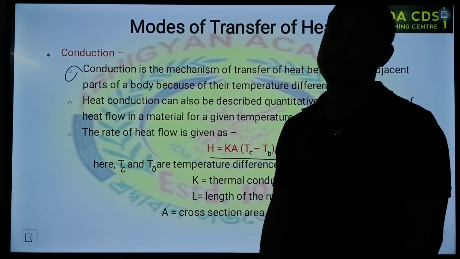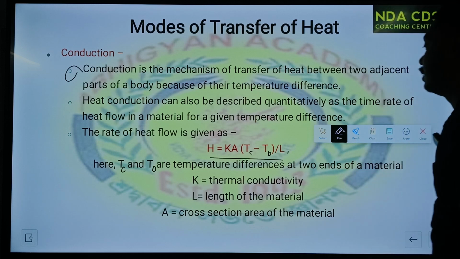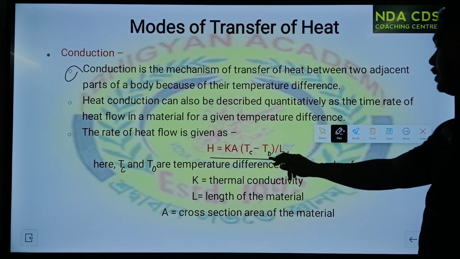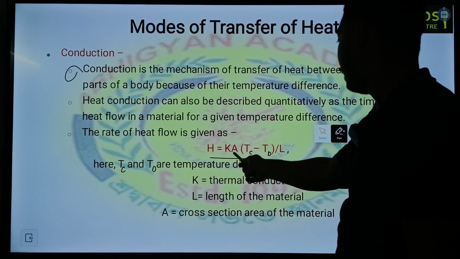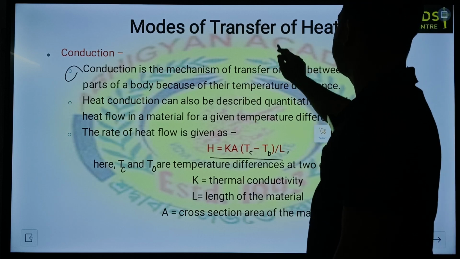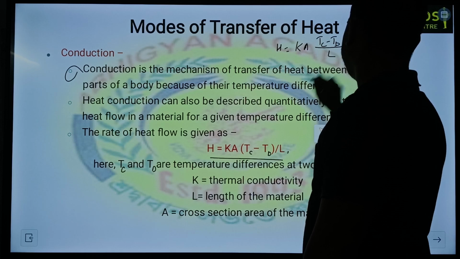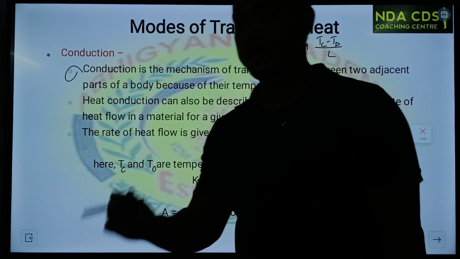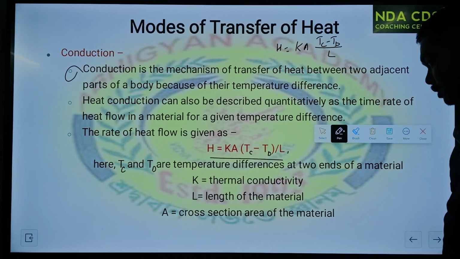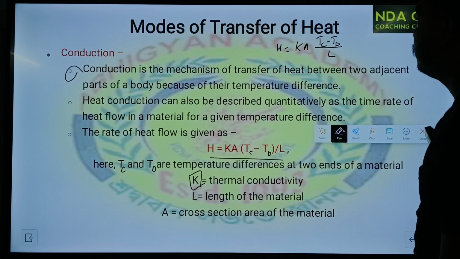Conduction, have you understood? Is the transfer of heat. Okay? Is the transfer of heat. Tc, Td. Tc and Td. K, A. Matlab it's written like this. H equals K, A, Tc minus Td divided by L. Cross section, not area, cross section. Area and cross section area are two different things. This is a constant term. K is a constant term.